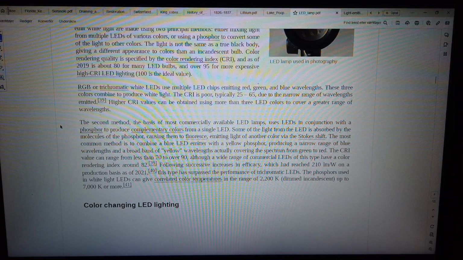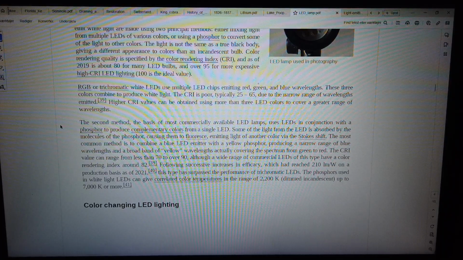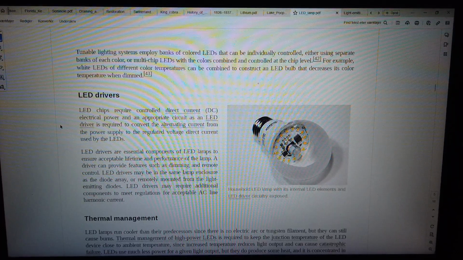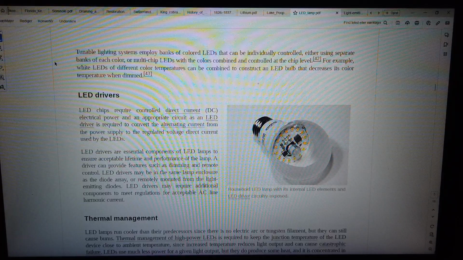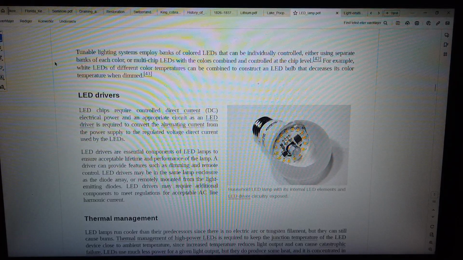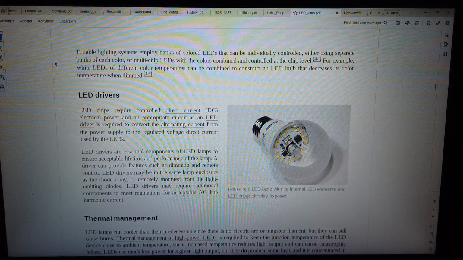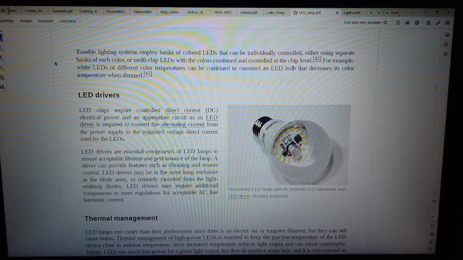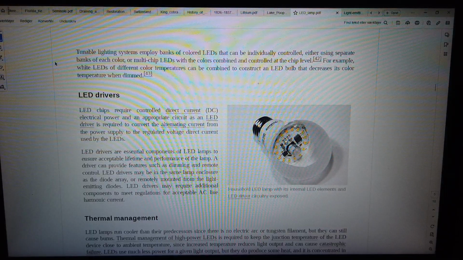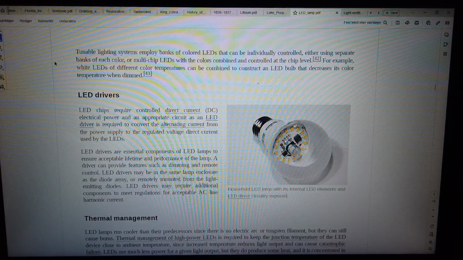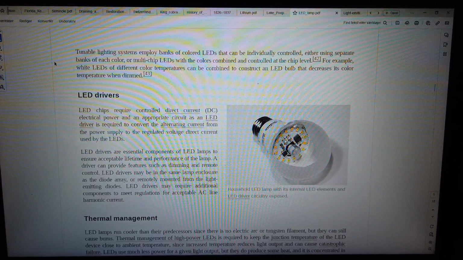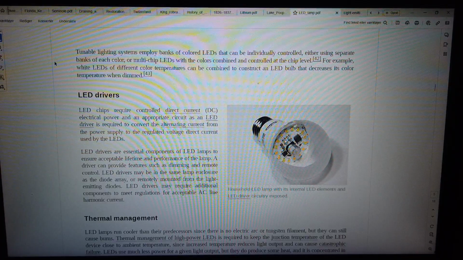Color changing LED lighting. Tunable lighting systems employ banks of colored LEDs that can be individually controlled, either using separate banks of each color, or multi-chip LEDs with the colors combined and controlled at the chip level. For example, white LEDs of different color temperatures can be combined to construct an LED bulb that decreases its color temperature when dimmed.